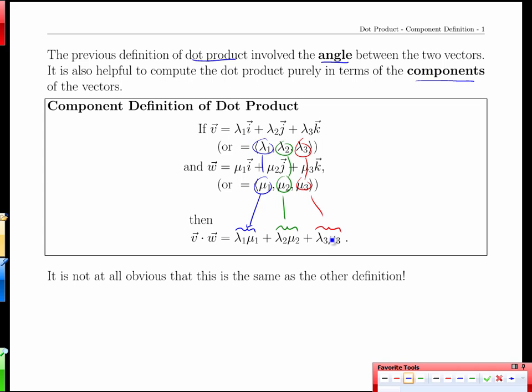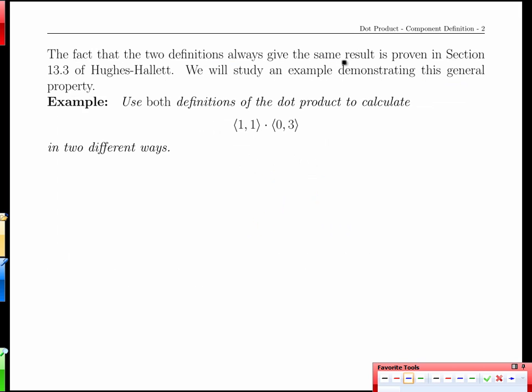If we add up those three contributing factors, or two if we're only in two dimensions, those products of x by x component, y by y, and z by z, we get a number. And it's not at all obvious, but it's true that this calculation with components gives us the same value as we would have gotten if we'd found the angles and done the cosine and the lengths. Now, doing that as a proof to show those are the same thing takes a bit of work, but you can take a look in Hughes-Hallett and see how that works. For now, we'll simply illustrate it with one example.